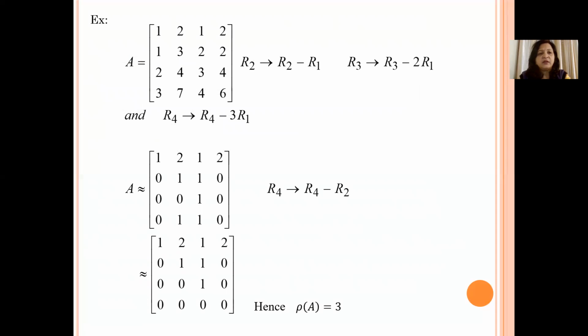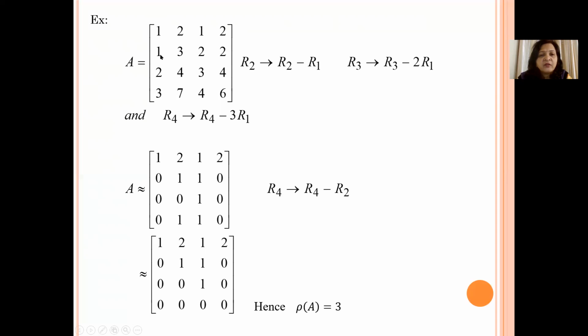So let us see this example. It is a 4 cross 4 matrix. Here we can see that this element is 1, so we have to do nothing with this. Now, our first step will be to reduce all elements in this column to 0.